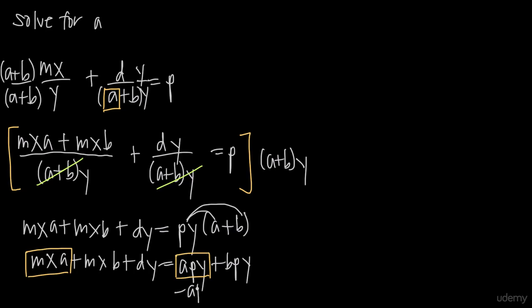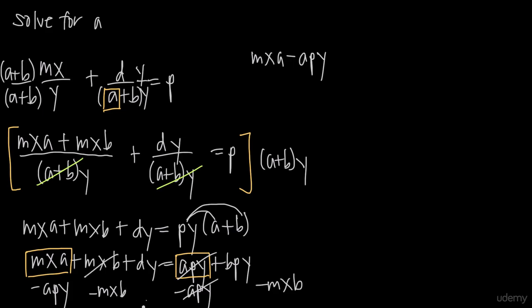So we'll subtract apy from both sides, minus apy. That'll get positive apy and negative apy to cancel over on the right. And on the left, we'll be left with mxa minus apy. We're also going to go ahead and subtract mxb from both sides, minus mxb. So we get positive mxb and negative mxb to cancel. And we're going to subtract dy from both sides, minus dy, so that we get positive dy and negative dy to cancel. So that leaves us with just the mxa minus apy on the left. And then over here on the right, we have bpy minus mxb minus dy.